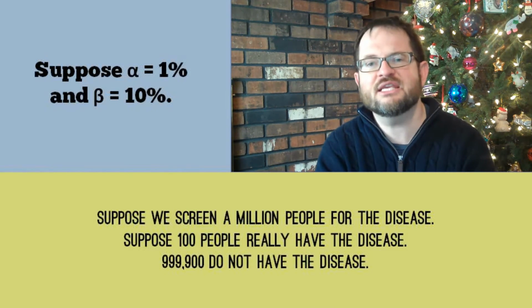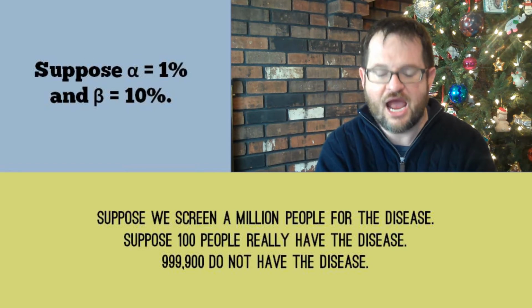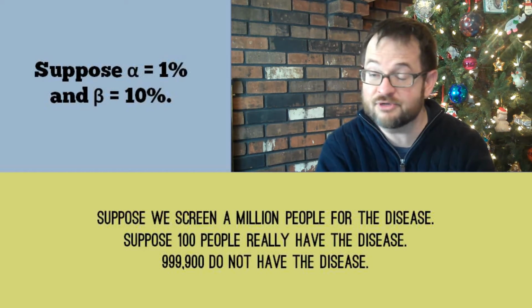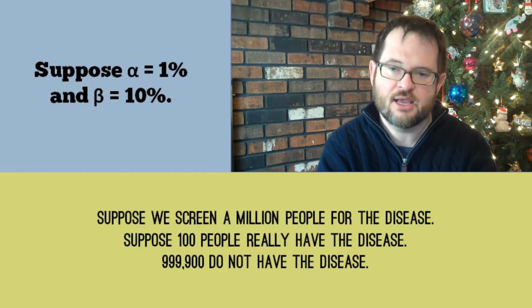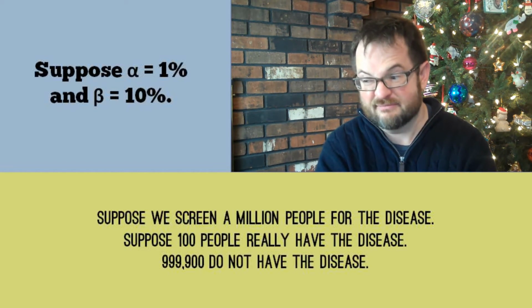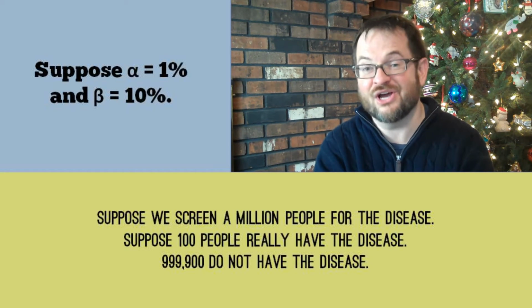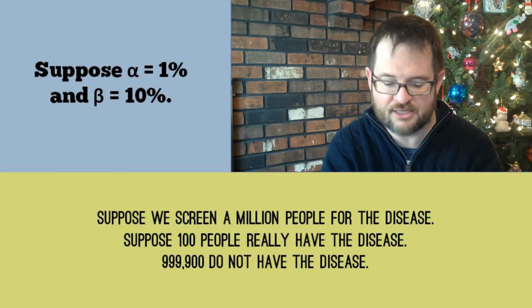Okay, well suppose that the situation is that we've redesigned the test and now alpha is 1%. There's a 1% chance of a type 1 error, and there's a 10% chance of a type 2 error. All right, we still screen 1 million people. We don't know it yet, but there's 100 people who really have the disease, and 999,900 who do not.